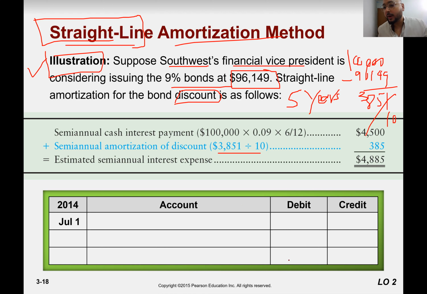So it means on average, every payment we will be retiring, or decreasing, the discount by 385, right? So a 9% bond paid semi-annually means 4.5%. One period of interest is 4.5% for 6 months. So the cash payment is going to be 4,500, no change in that.